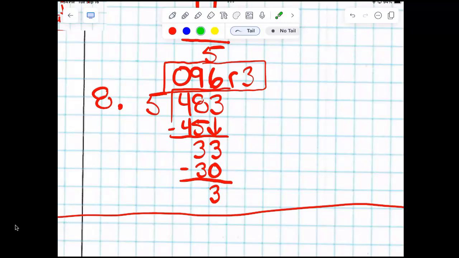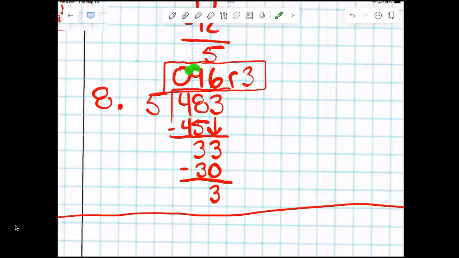Okay, so here's our problem. Our problem is 483 divided by 5, yes? Yes. First thing we do is divide. Does 5 go into 4? No. What do I put up here? 0. Now I need to see if 5 doesn't go into 4, does it go into 48? Yes.